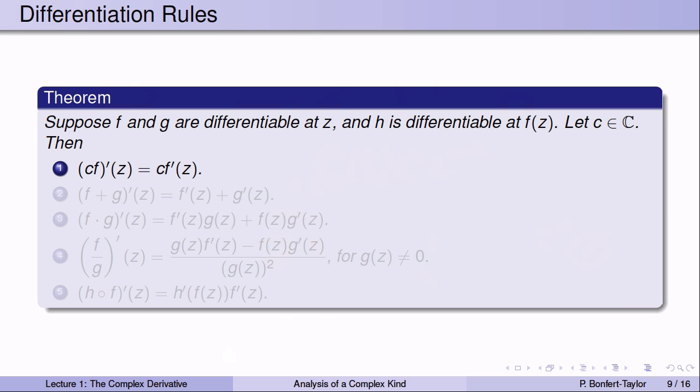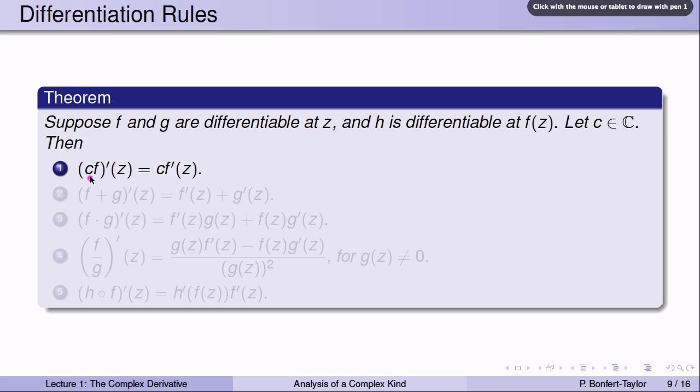Now that we have taken a few derivatives, it would be great to understand how we can combine functions whose derivatives we already know. So let f and g be functions differentiable at z, and suppose h is another function that's differentiable at f of z. We want to look at the composition, that's why we want to have h differentiable at f of z. And suppose c is a complex constant.